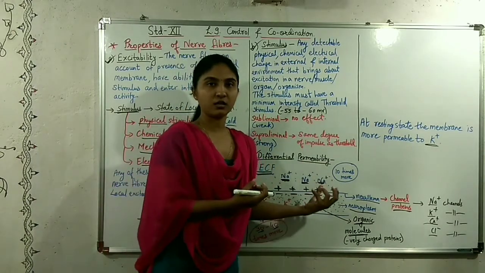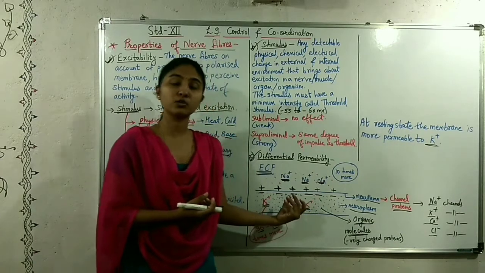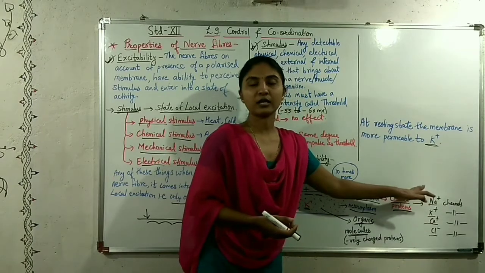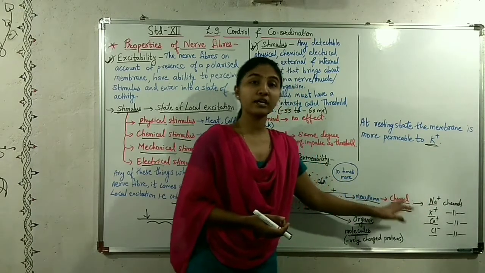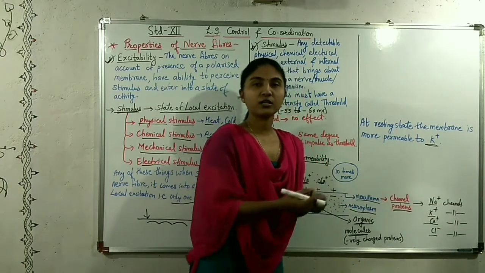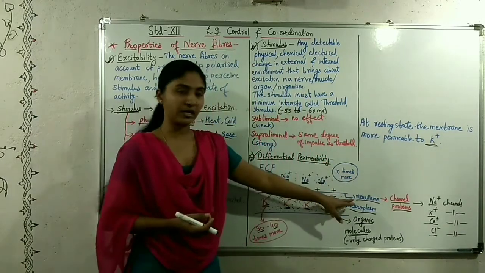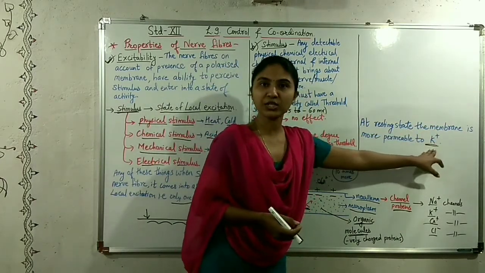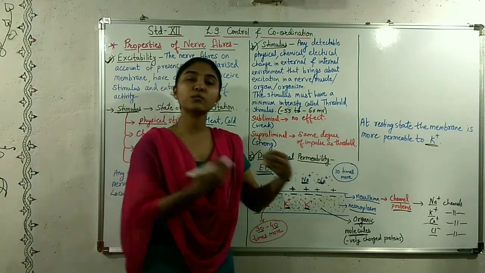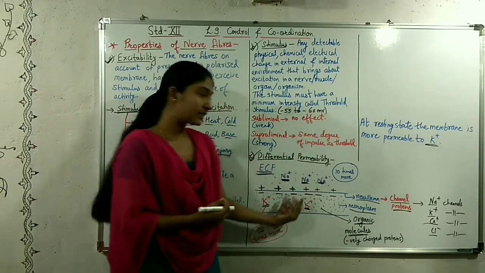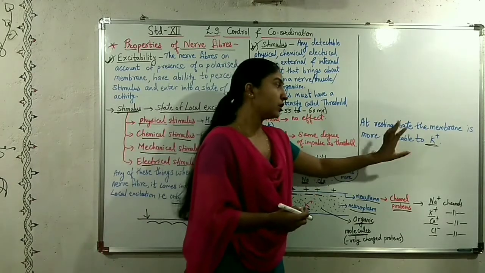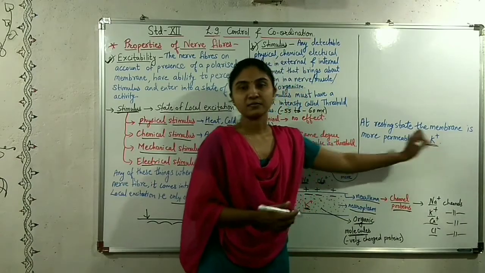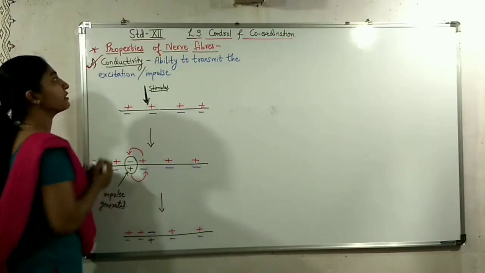When the stimulus is given to the neurolemma, when it gets stimulated, at that time certain ion channels or protein channel gates allow certain ions to pass through this neurolemma. At the resting state, when there is no stimulus provided to this neurolemma, the membrane is more permeable to potassium ions.